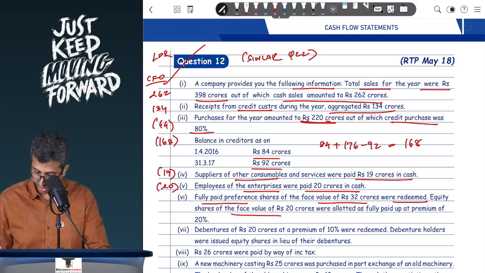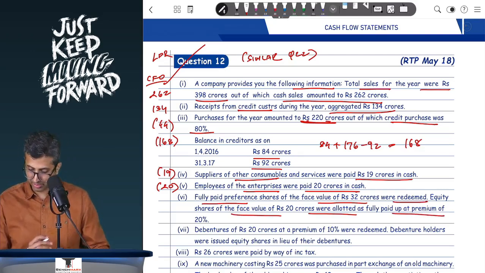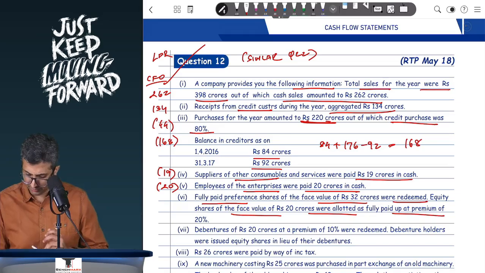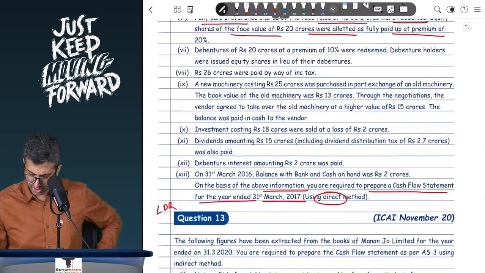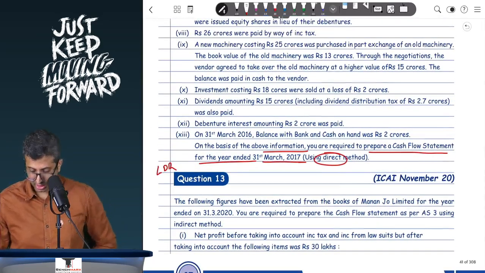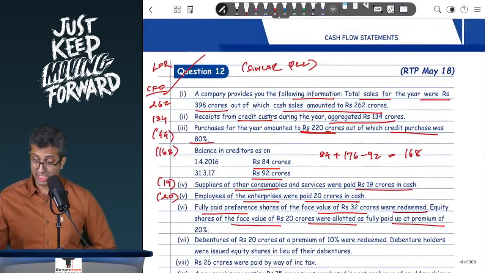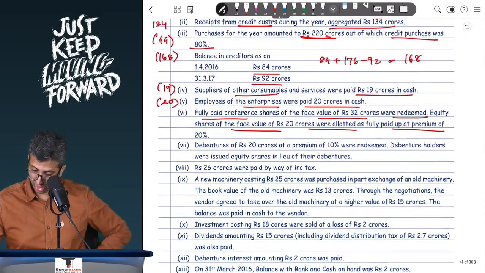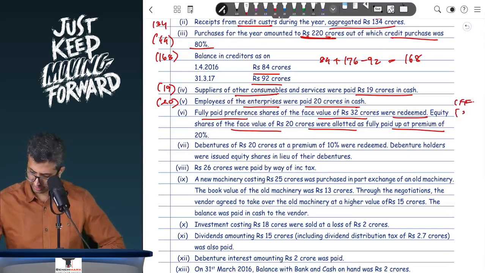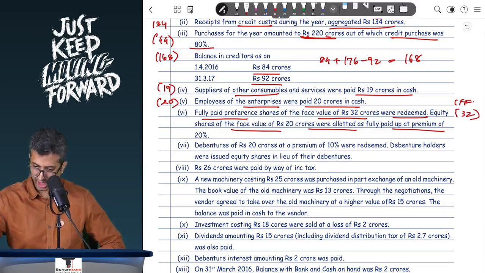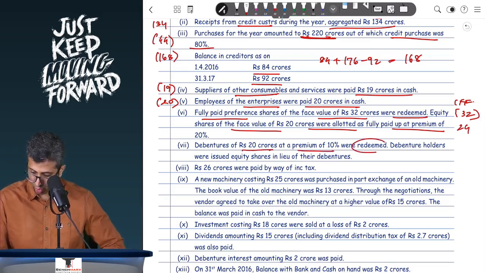Fully paid preference shares of face value 32 crores were redeemed. Equity shares of face value of rupees 20 crores were allotted fully paid at a premium of 20%. You have to find the entire cash flow statement. So over here, if the redemption happened in cash, I will say CFF minus 32 and 20 plus 20%, 24 positive. Debentures of 20 crores at a premium of 10% were redeemed.